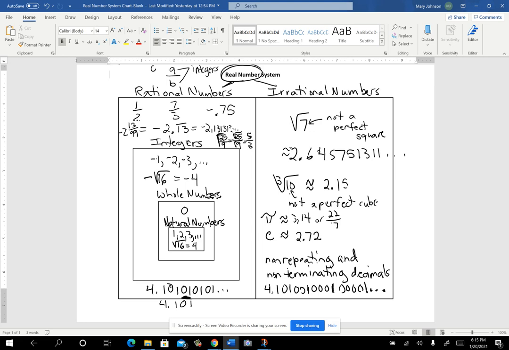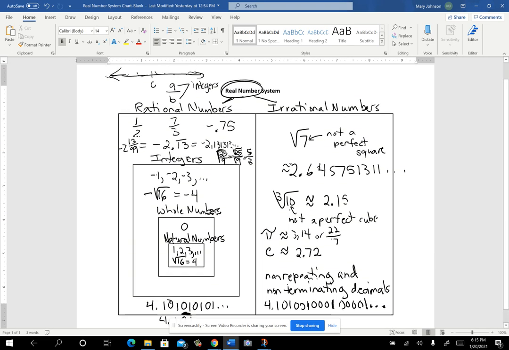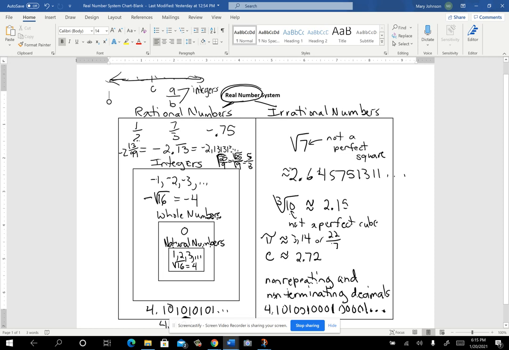Okay, and then one other thing I would like to do is just let you know there are other types of numbers. This is all we'll need to know for now, but even in Math 100, we have to expand the number system. We have to look at not just real numbers, but numbers that are considered imaginary. And the real numbers and the imaginary numbers make up the complex number system.